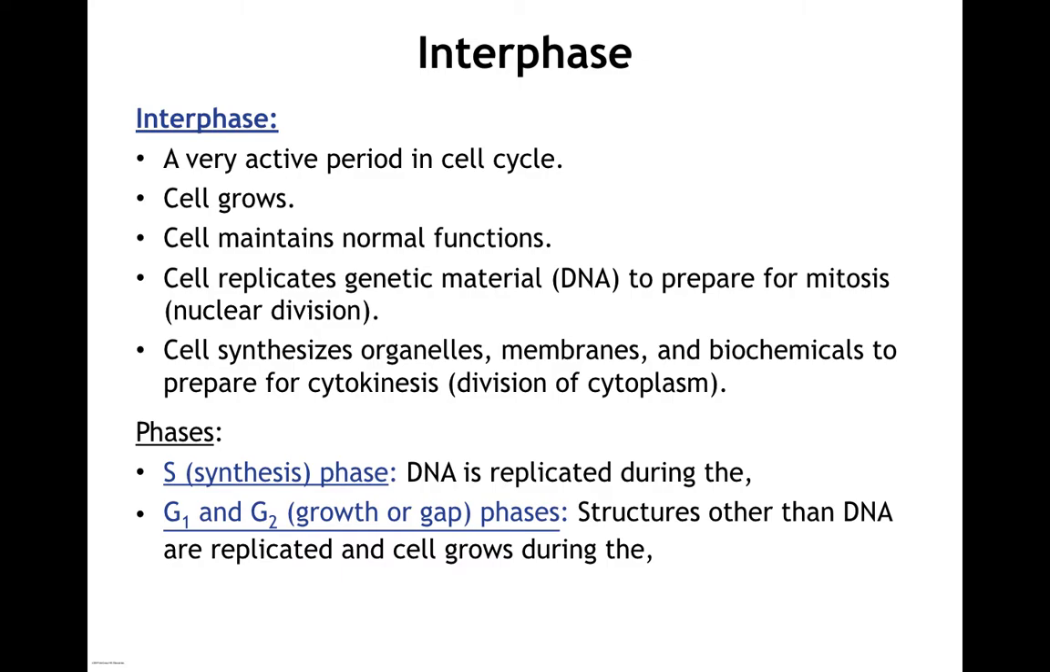The phases of interphase include S, in which DNA is replicated. S is preceded by G1, which is a normal growth phase. And then if a cell is going to divide, it will go through S and then G2. Both are gap phases or growth phases, where the structures besides DNA are going to be replicated, in order to have enough to make 2 cells out of 1 cell.